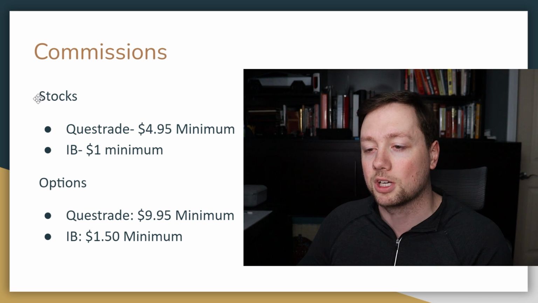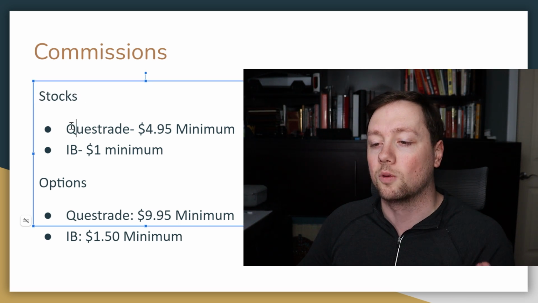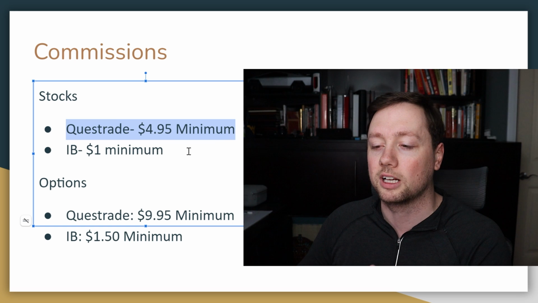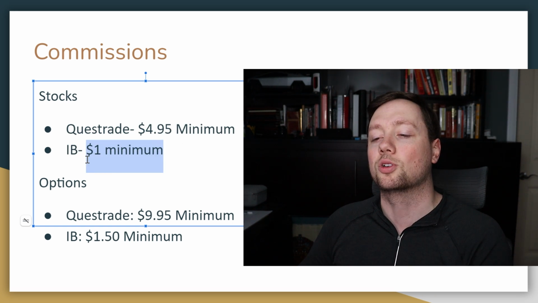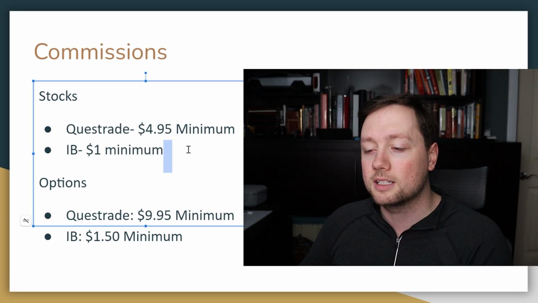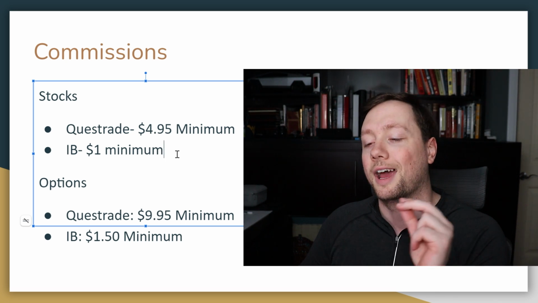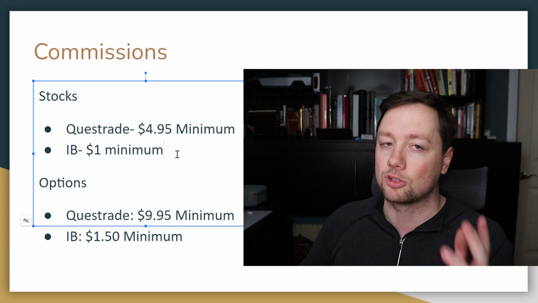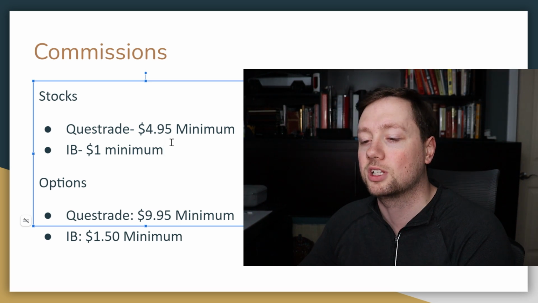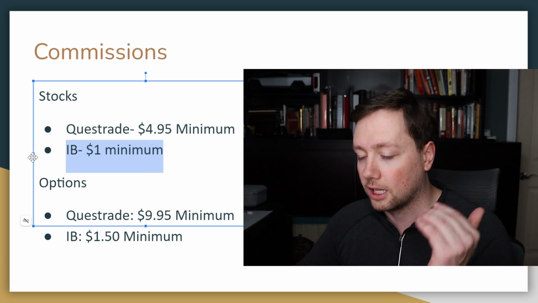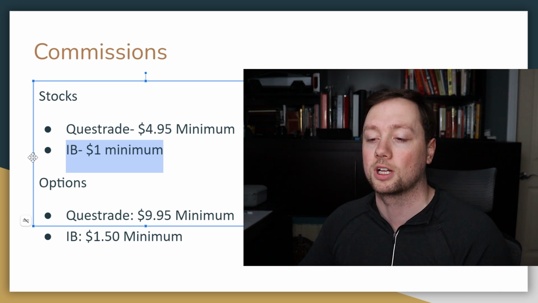When it comes to commissions for stocks, Questrade has a minimum price of $4.95 per trade. Interactive Brokers is only $1. There is a certain amount that you have to pay depending on the number of shares that you trade, as well as which exchange they are on. If you're trading penny stocks, there could be some additional fees, but in general, Interactive Brokers is going to be cheaper to trade stocks on.